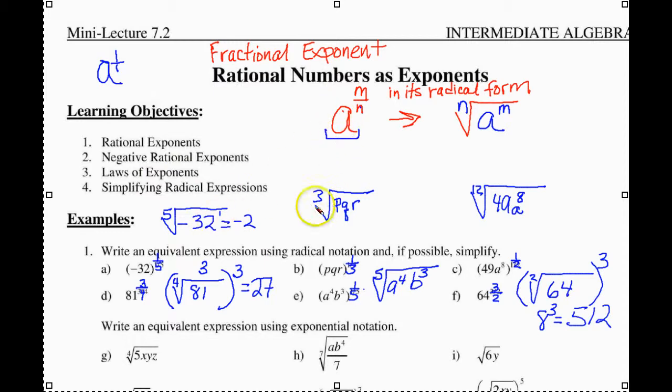So again, you want to see the relationship between fractional exponents and its radical form. The denominator of our fraction becomes the index number, and the numerator is our exponent. Now, the other way to write that, of course, would be radical A with our index number, but then raised to the m power. This way is okay, but this is the preferred way to show this. All right, let's go on.